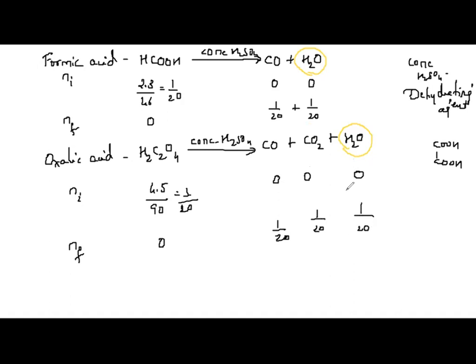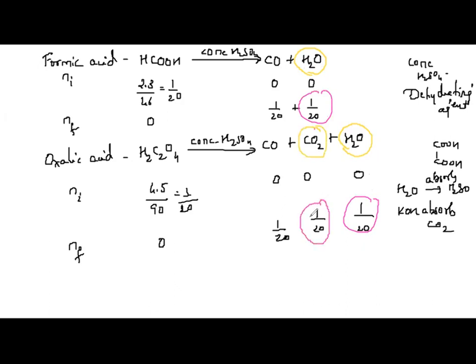Okay. H2O gas gets absorbed by H2SO4. H2SO4 will absorb H2O gas. Since this gaseous mixture is passed through KOH, KOH will absorb carbon dioxide. So H2O is gone. And CO2 is absorbed by KOH. So CO2 is also gone. What remains? Yes, what remains? Carbon monoxide remains.